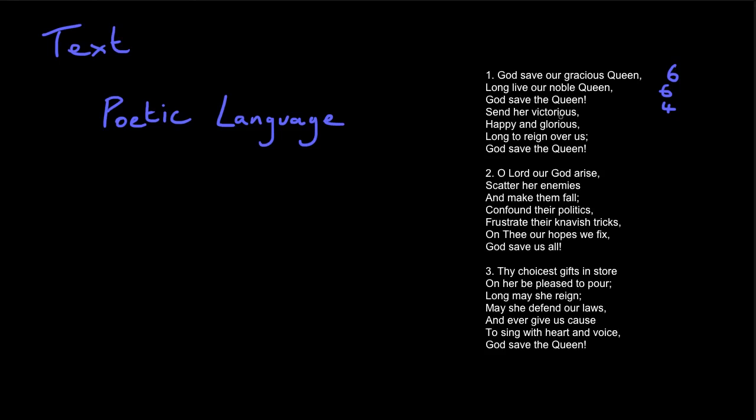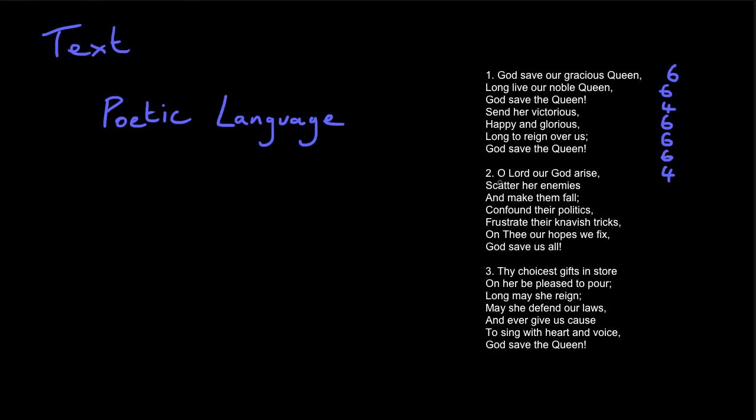"Send her victorious" is another six syllables. "Happy and glorious" is another six syllables. "Long to reign over us" is another six syllables. And "God save the Queen" again is four. So you'll see that they've thought pretty carefully about how the thing is going to be ordered. Essentially, every line other than "God save the Queen" is going to be six syllables, and for the line "God save the Queen," obviously, it's going to be four syllables. And we'll find that pattern continuing.